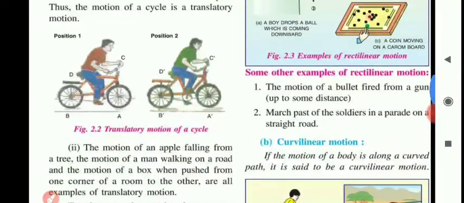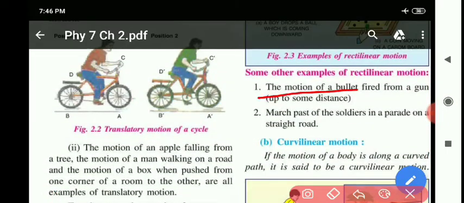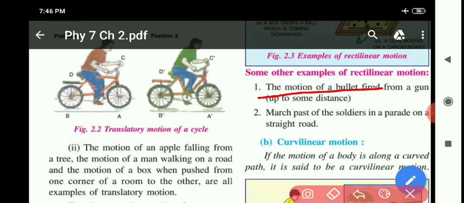Now some other examples of linear motion. The motion of a bullet fired from a gun. When a bullet is fired from the gun up to a certain distance, then that is also rectilinear motion. The march past of the soldiers in a parade on a straight road. All these are examples of rectilinear motion.